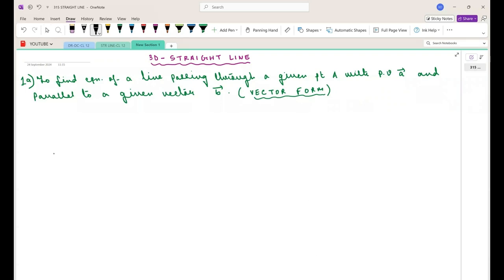Okay, so next topic in 3D is finding equations of straight lines under different conditions. First, we are trying to find the equation of a line passing through a given point A with position vector small a and parallel to a given vector B. So this is the vector form. We will next see the Cartesian form.